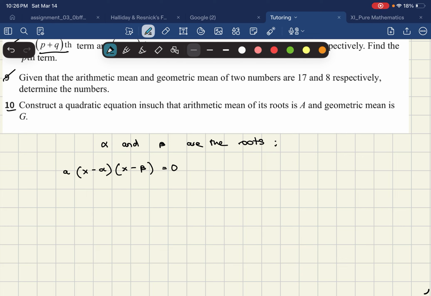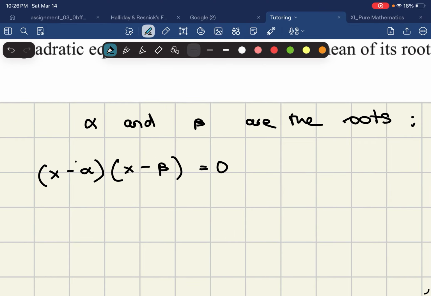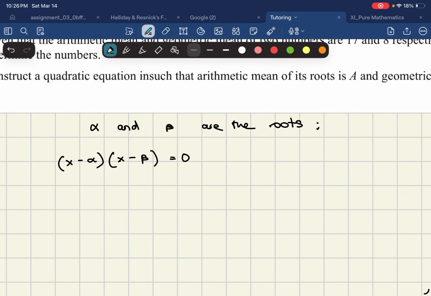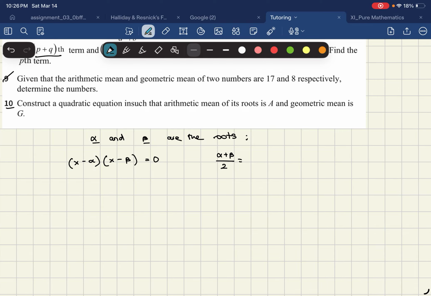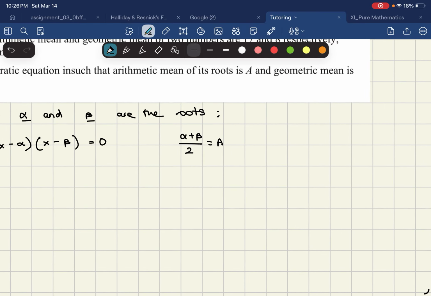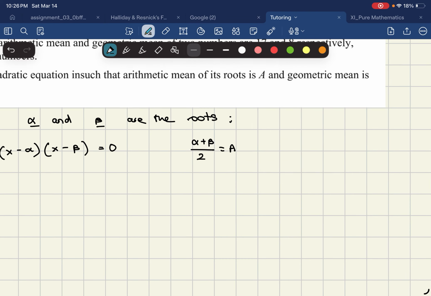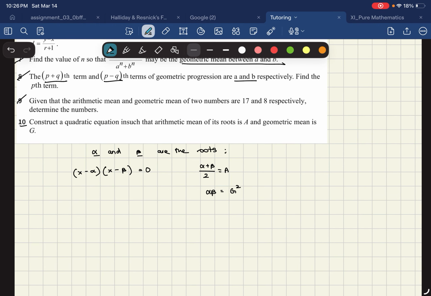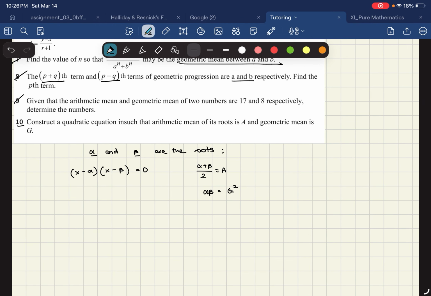And let's just say the stretching factor is just 1. So I have this equation here. Now, because my roots are alpha and beta, I know that the arithmetic mean, alpha plus beta divided by 2, is equal to a. And alpha times beta is g squared, right? Since the square root of alpha beta is g, g squared is alpha beta. So we are given these facts.